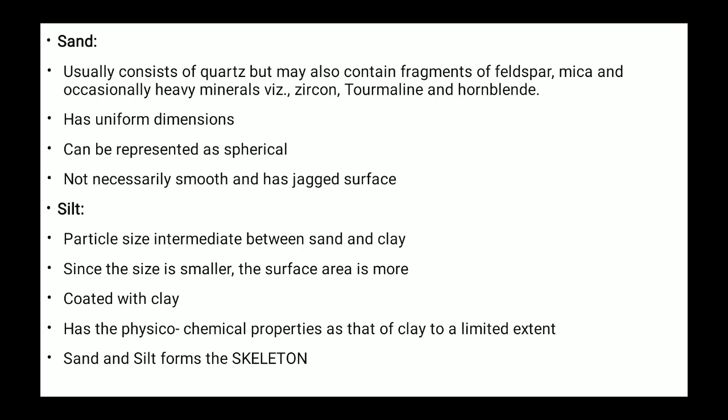Then silt. The particle size of silt is intermediate between sand and clay. Since the size is smaller, the surface area is larger, and the silt is mostly coated with clay. It has physicochemical properties similar to those of clay to a limited extent. Sand and silt form the skeleton of the soil.